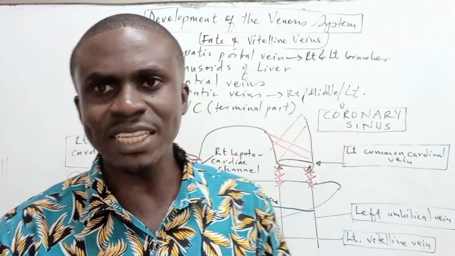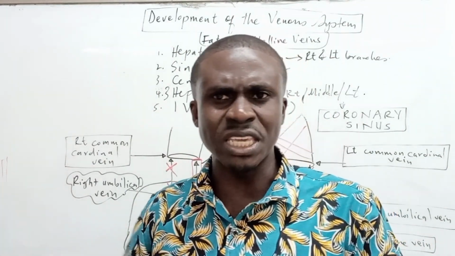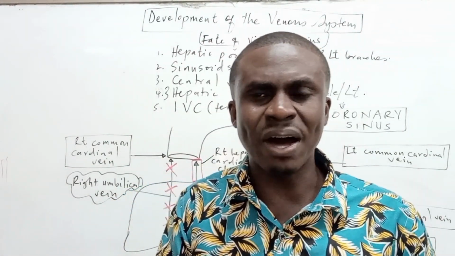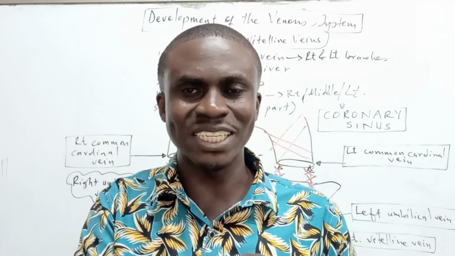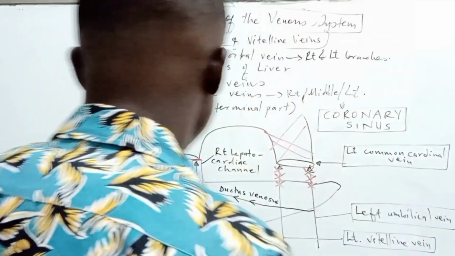Now, if you have seen that of the umbilical veins, what happens to them? What happens to that of the vitelline veins? Then, my friends, you know what is left? We have to talk about the common cardinal veins. That's the next thing we are going to look at over here, to understand these concepts for you.